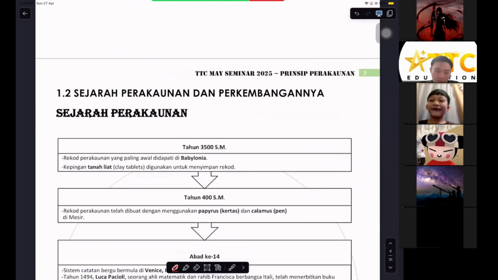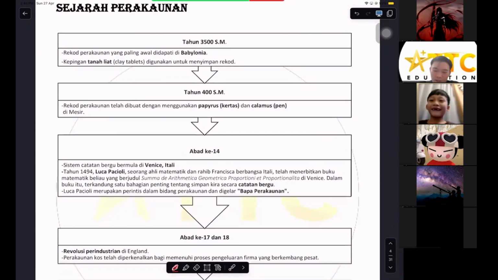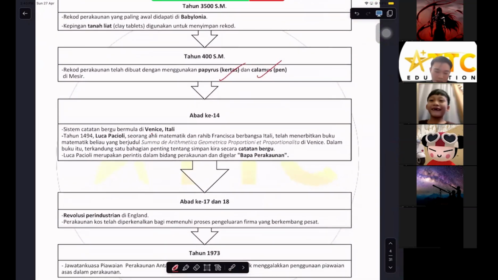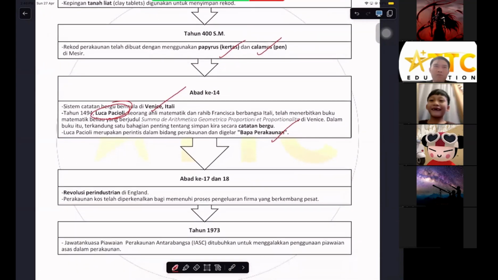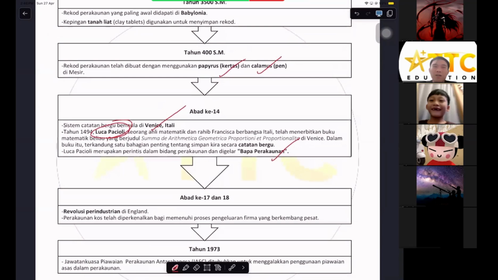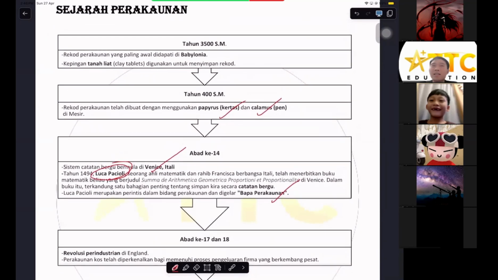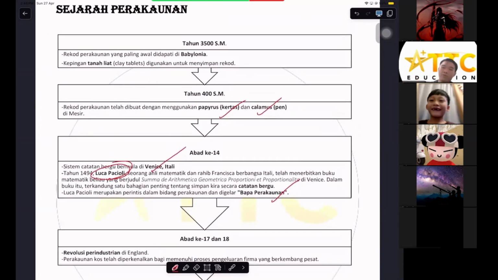Okay. Then 1.2, little bit to know is this and this, perhaps. Okay, this one, especially you look up Pacioli, your bapa perakaunan, this one. They can ask. And then revolusi perindustrian, the revolusi definitely got this revolusi thingy lah. Sejarah mah. You learned that also before in your sejarah.